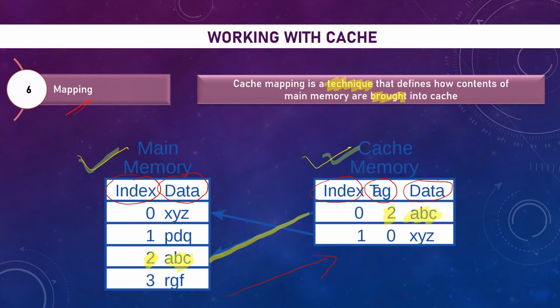Tag tells you that this is the index of the main memory, and this index is of the cache memory itself. A similar case is for the second data, XYZ. This XYZ comes from this location in main memory. This data has index 0, so it becomes the tag over here, and this is the cache index. So this is how mapping is normally done. This is the concept of cache mapping.